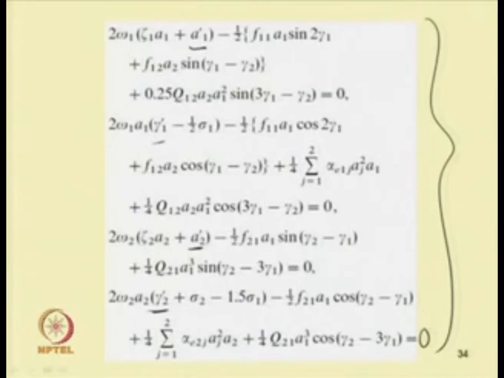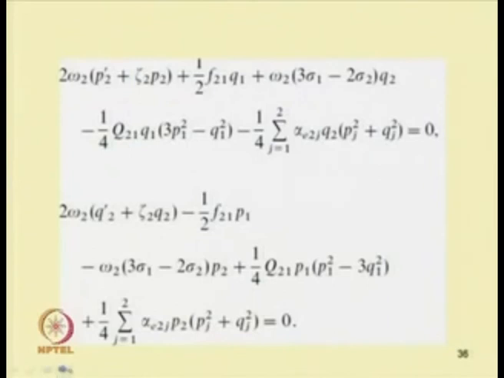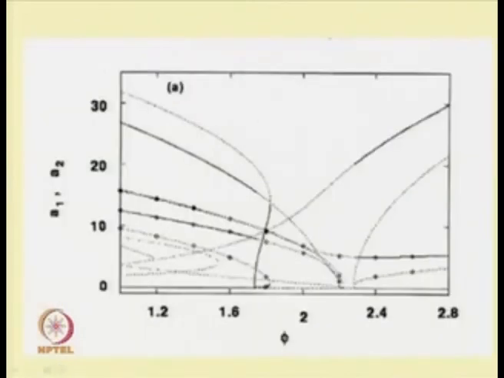So, in this case one can obtain 4 algebraic and transcendental equations. To solve these equations one can use a numerical method. Here, by using Newton's method the response has been obtained, and in this case A1 and A2 versus phi has been plotted. Each point on these curves represents an equilibrium position, and the solid line represents the stable state and the dotted line represents the unstable state of the system.